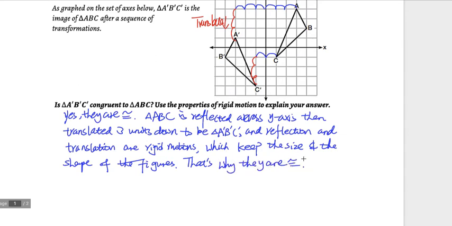See, we use a property of rigid motion to produce congruent figures. This time we use a different perspective to see congruence, instead of saying what we mentioned before, like SSS, SAS. This time we actually use a property of rigid motion to produce a congruent figure. So this is how we look at rigid motion from a different perspective. Okay, that's the example I want to share with you.